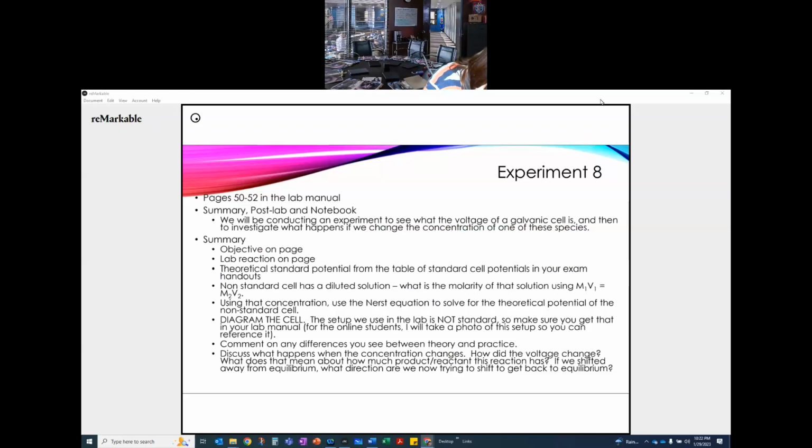We have a beaker that goes in this and a pot that goes into it. And we have one concentration in here and one concentration in here. That pot is porous, so it can act as a salt bridge. So we don't have an actual salt bridge. We have a metal that's in here and a metal that's in here. This is connected to the voltmeter. This is connected to the voltmeter.